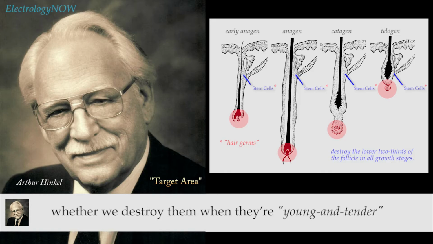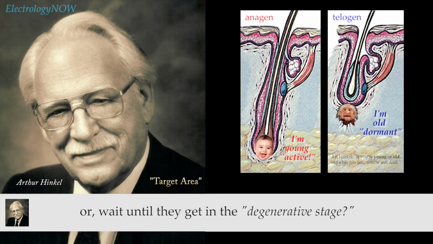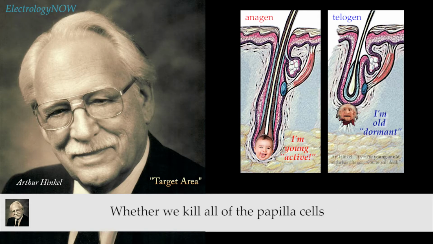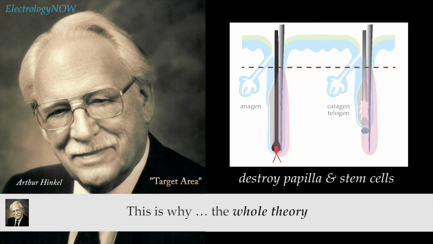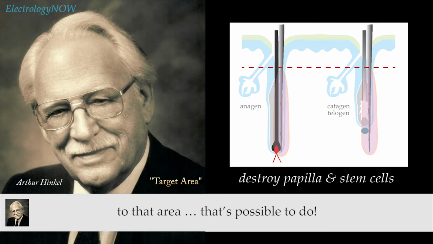What difference does it make whether we destroy them while they're young and tender or wait until they get in the degenerative stage? Whether we kill all the papilla cells while they're in their active stage or kill them while they're in the stage of being dormant, in which case they're still being kept alive by the outer connective tissue. This is why the whole theory is put forth in the book relative to making your insertions as deep as a hair in anagen. I figure if you go as deep as a hair in anagen, you have done everything you can to that area that's possible to do.